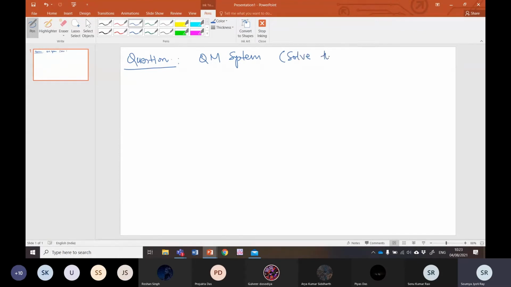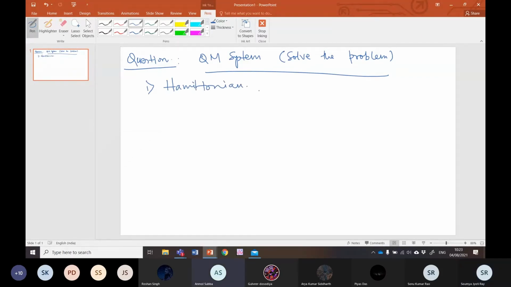You have to solve the problem. So what will you do? Tell me step by step. So firstly, I think we have to identify the Hamiltonian. Okay. So the first step you are saying is the Hamiltonian. Then apply the time independent Schrödinger equation and then find the wave function.